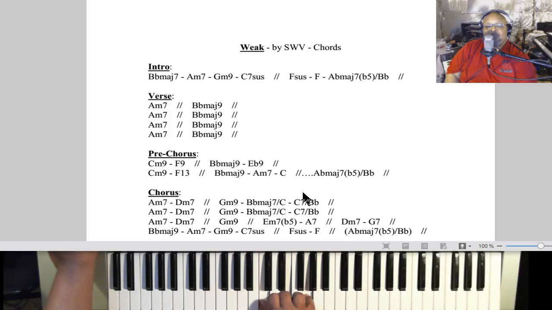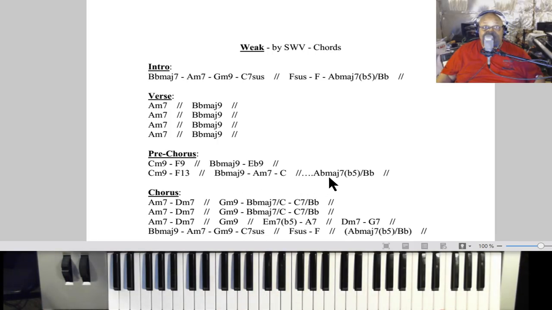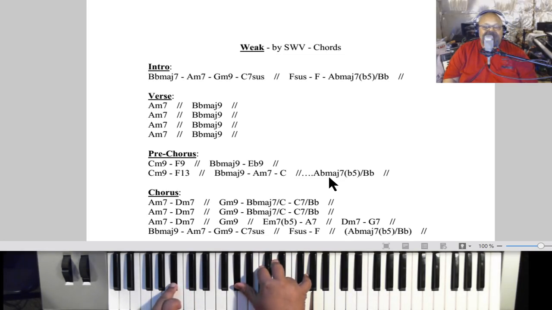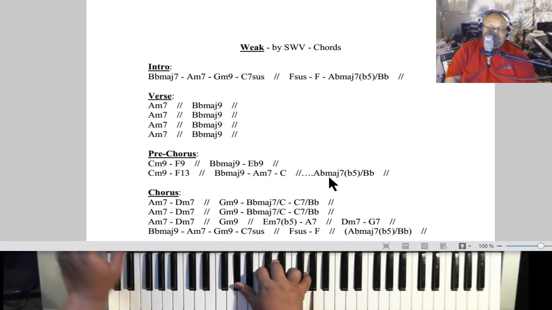C major, and then I put this dot there because that just means you're going to have to wait, right? Just like when you're reading regular words or whatever, a dot is usually like a little pause right there, right? There's a pause, right? And then you get, I get so, and you play the A flat major 7 flat 5 over B flat, okay?